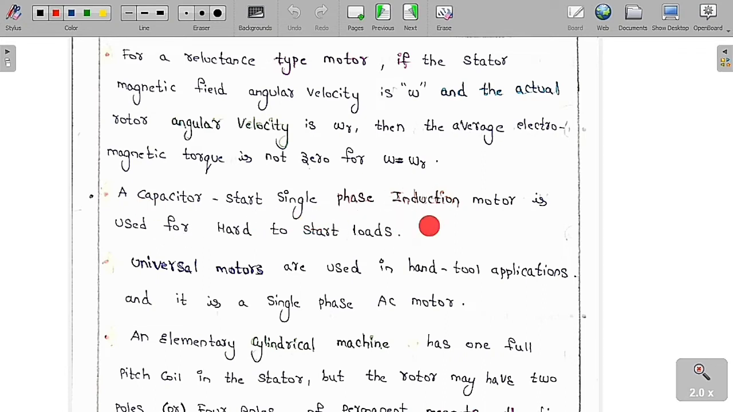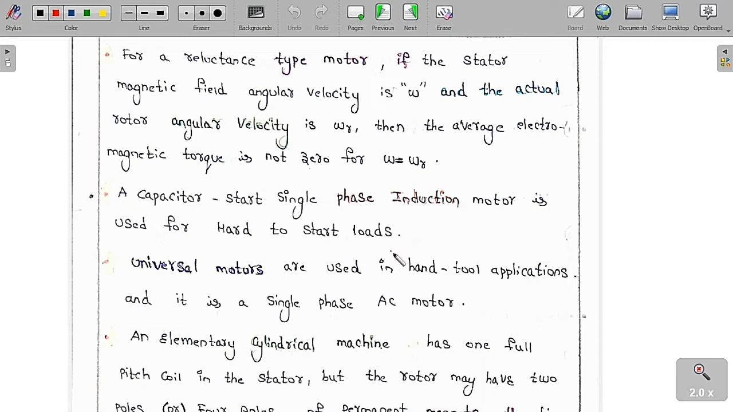A capacitor start single phase induction motor is used for hard to start loads. I already told you, if you use the capacitor, you are going to increase the phase angle between IM and IA. IM is called the current in the main winding, IA is called the current in the auxiliary winding. If you increase the alpha, then sine alpha increases, then the torque will increase, because torque is directly proportional to IM into IA into sine alpha.